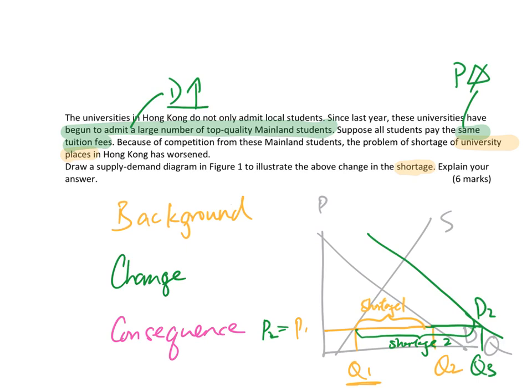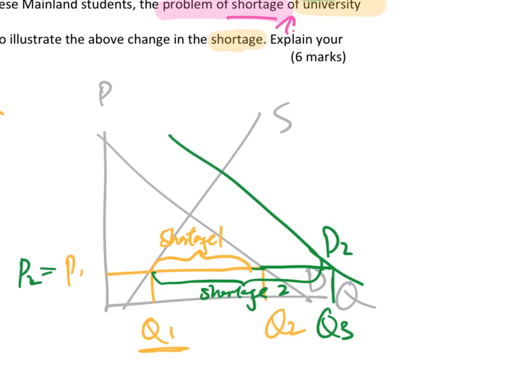According to the question, let's find out the consequence. The question asks us to illustrate the above change in the shortage. What is the change? The problem of shortage becomes worse. That means the shortage increases, right? So now let's look at the diagram. Shortage one here is shorter. Shortage 2 here is a longer distance. That means the shortage has worsened, and the problem is becoming bigger.